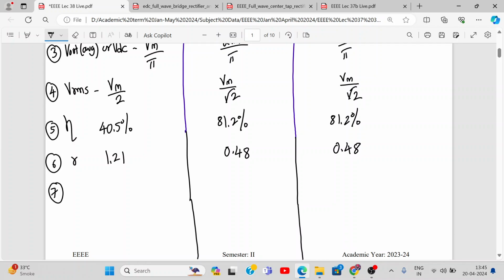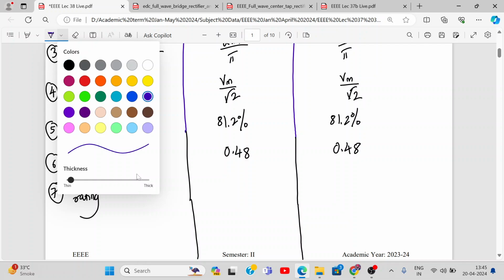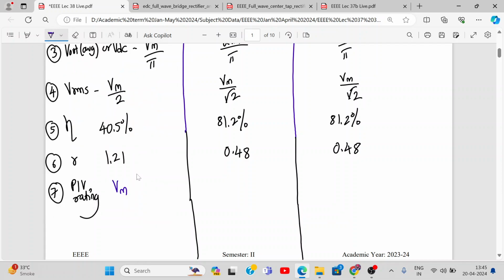Now tell me PIV rating of the diode. How much is PIV rating for half wave? It is Vm. Here it is 2 Vm and here it is Vm. Okay, fine. Now there is something more which I haven't discussed yet.